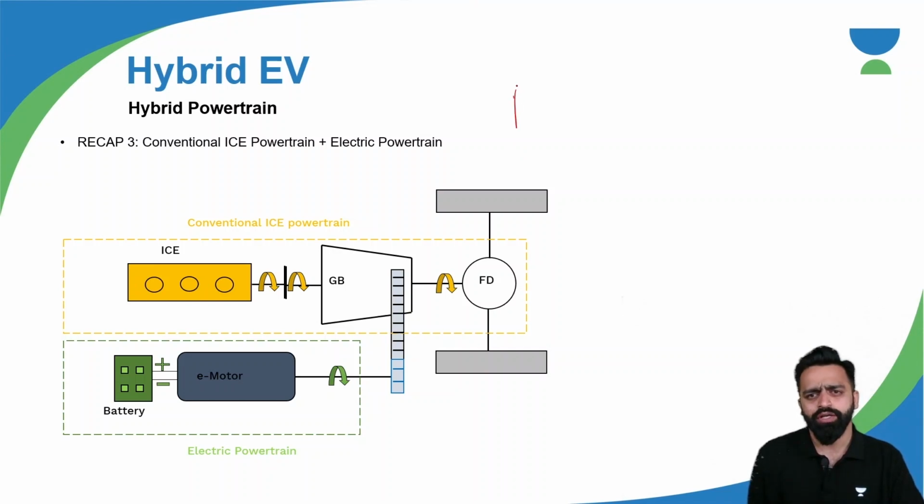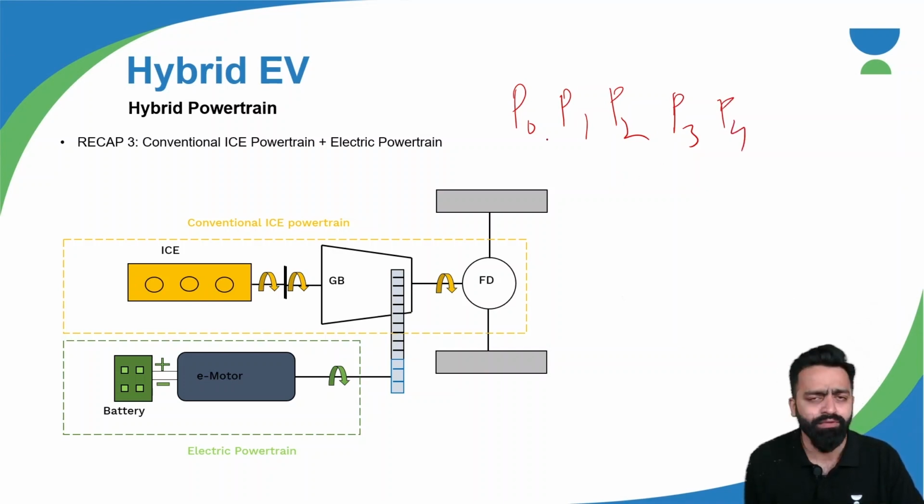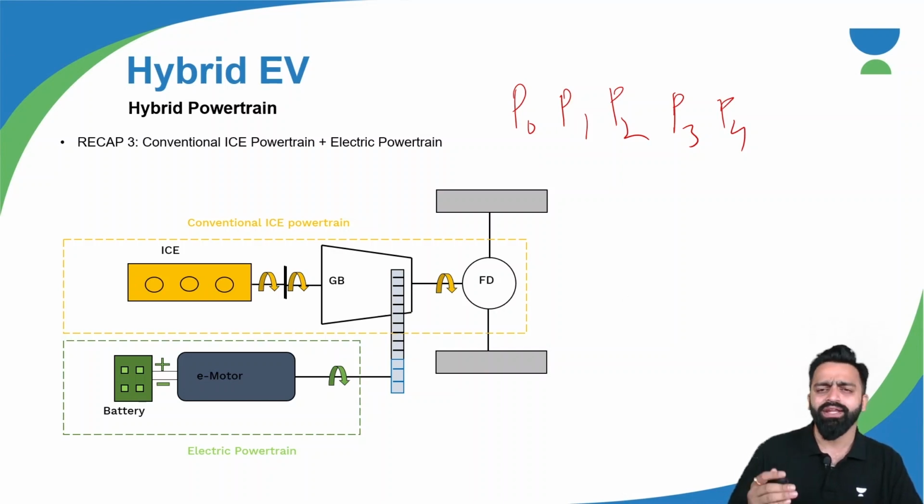Also, we understood the P0, P1, P2, P3, P4 configurations, and we understood that P0 and P1 configurations have direct connection of the motor with the IC engine, whereas P2, P3, P4 configurations do not have direct connection of the IC engine with the electrical motor.